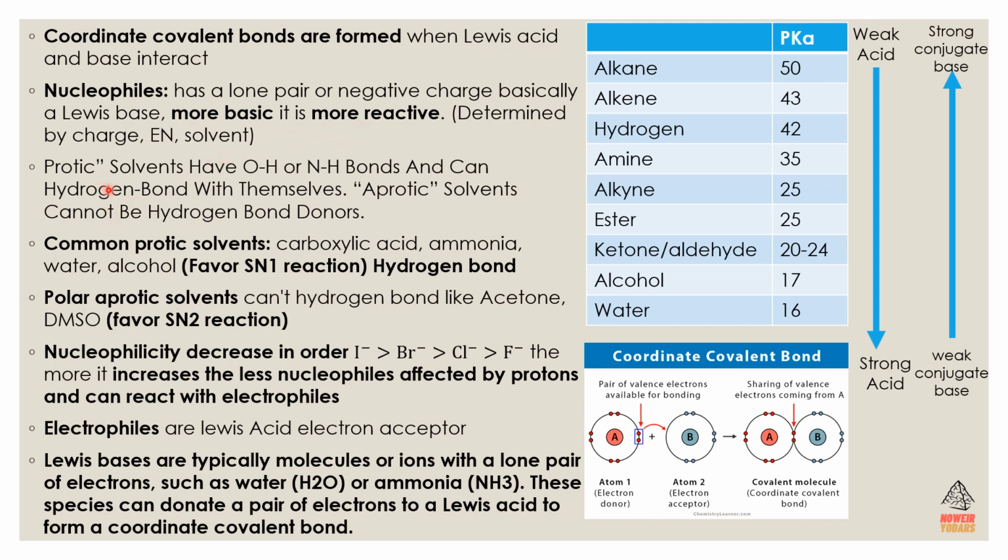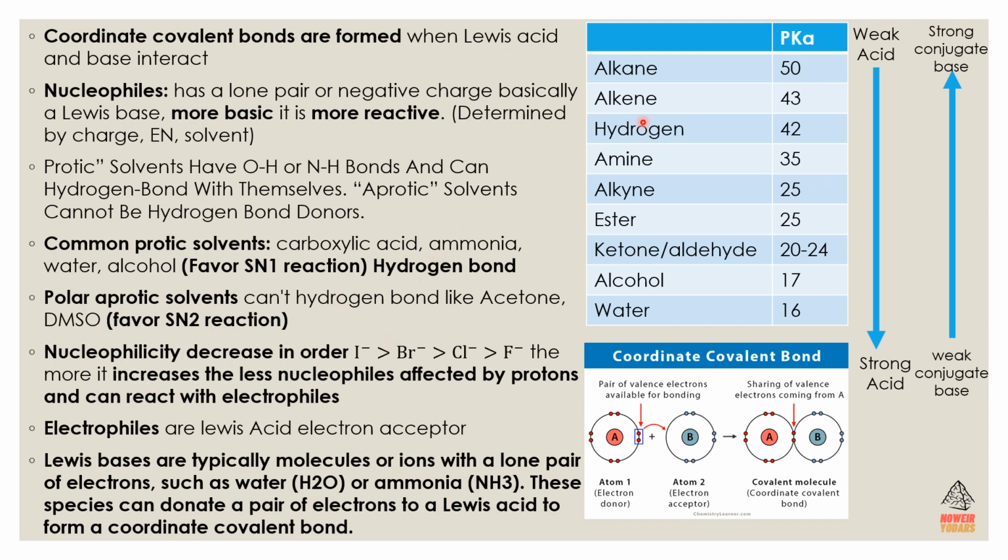So we have two types of solvents. We have protic solvents, which have an OH or NH bond and can hydrogen bond with themselves, and these are preferred in SN1 reactions. Aprotic polar solvents cannot do any hydrogen bonding. Common protic solvents are carboxylic acid, ammonia, water, and alcohol, and they have the OH or NH bonds and favor the SN1 reaction. The polar aprotic solvents can't hydrogen bond, like acetone and DMSO, and favor the SN2 reaction. So don't forget: aprotic SN2, protic SN1.